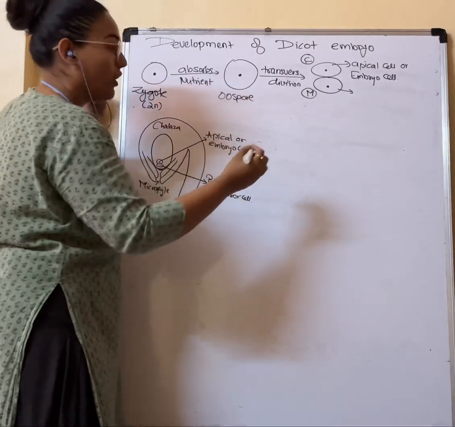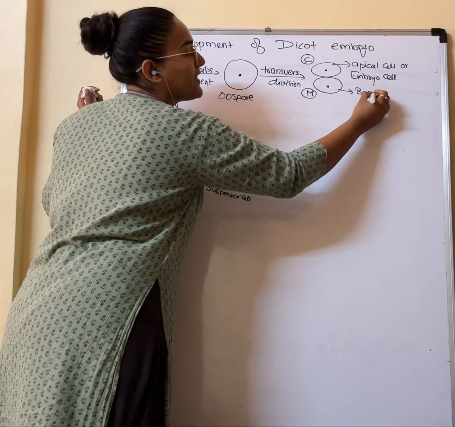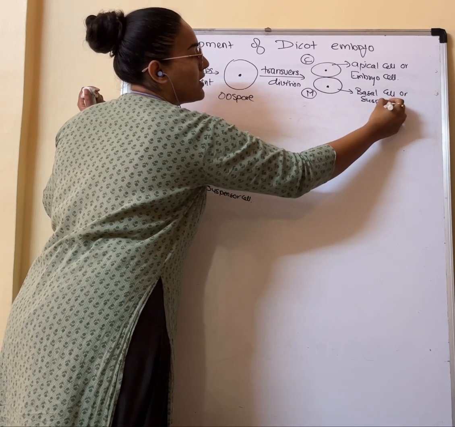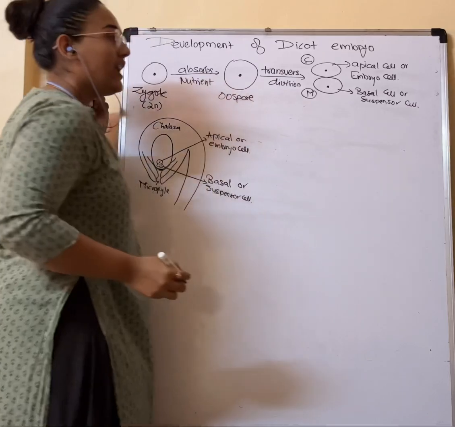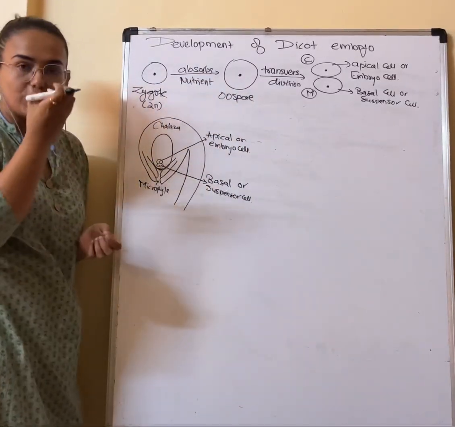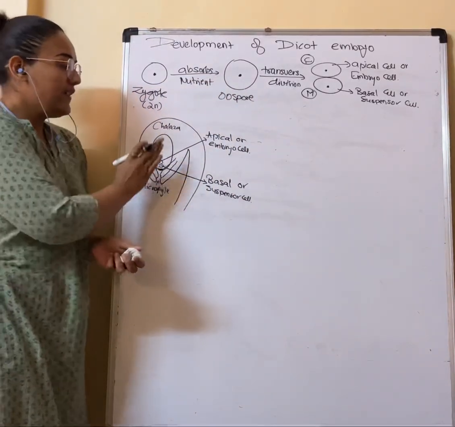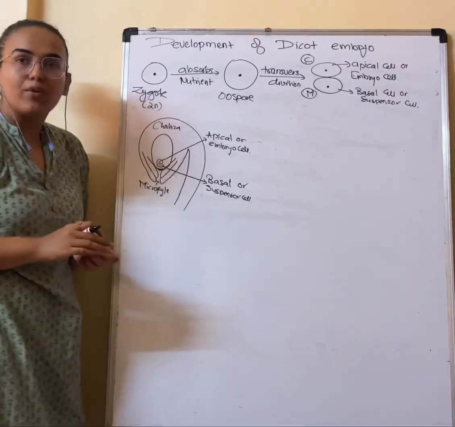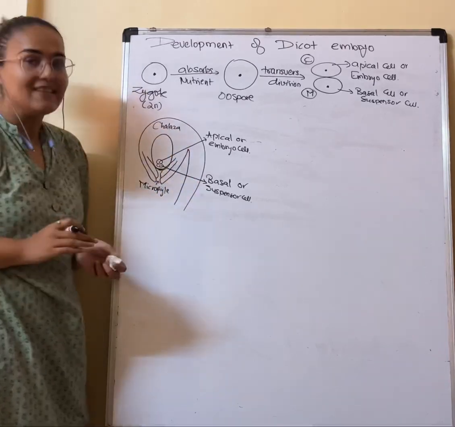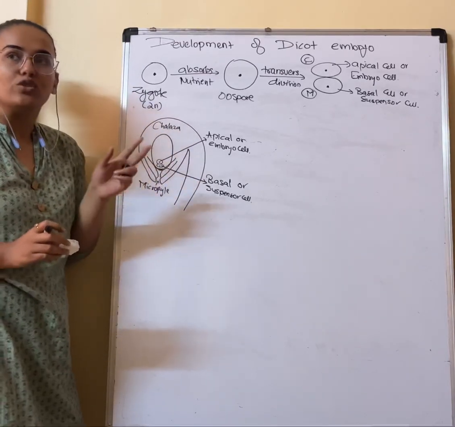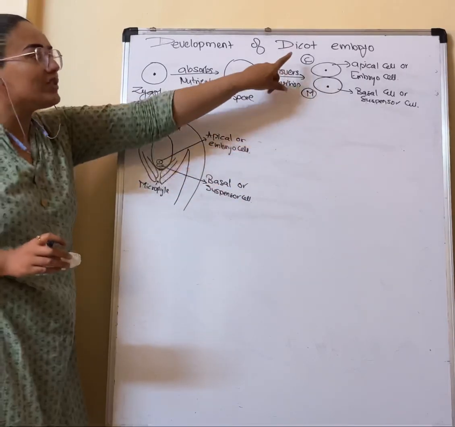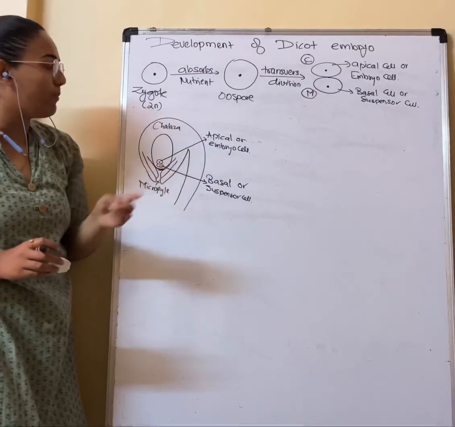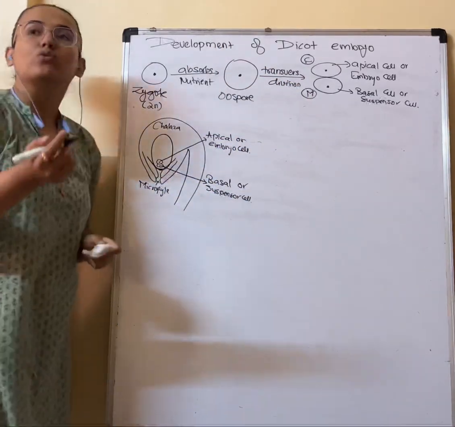Let me write it over here also. So this is your basal cell or suspensor cell. These are the two structures which you get over here. The basal cell or the suspensor is towards the micropyle, and the apical embryonic cell is towards the chalazal side. I hope you are clear on their positions now. I will be denoting them as C and M, the direction of chalaza and the direction of micropyle.